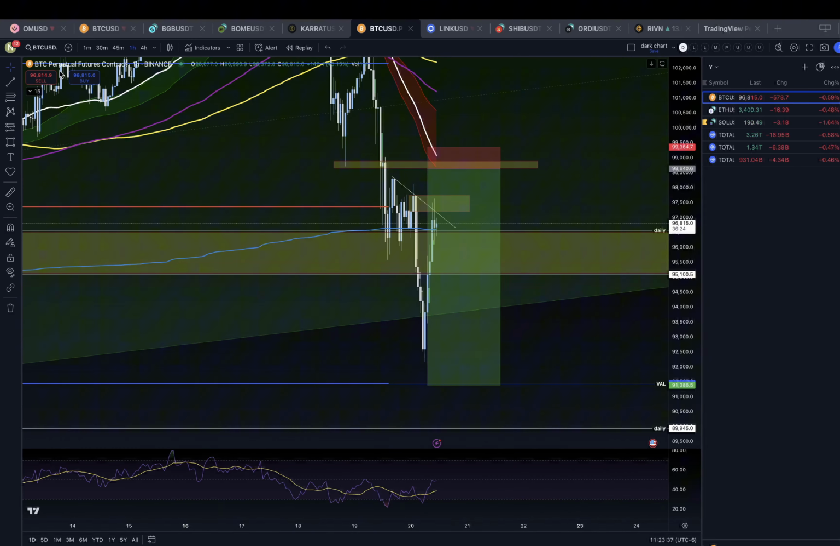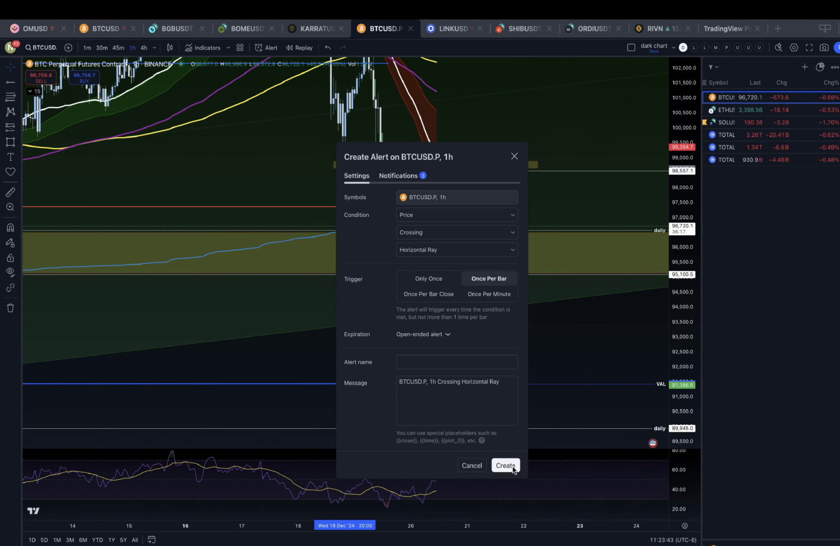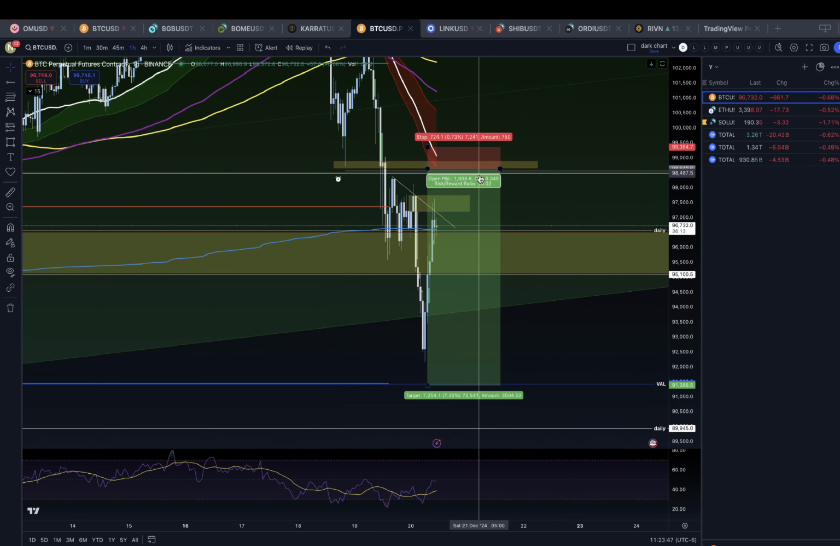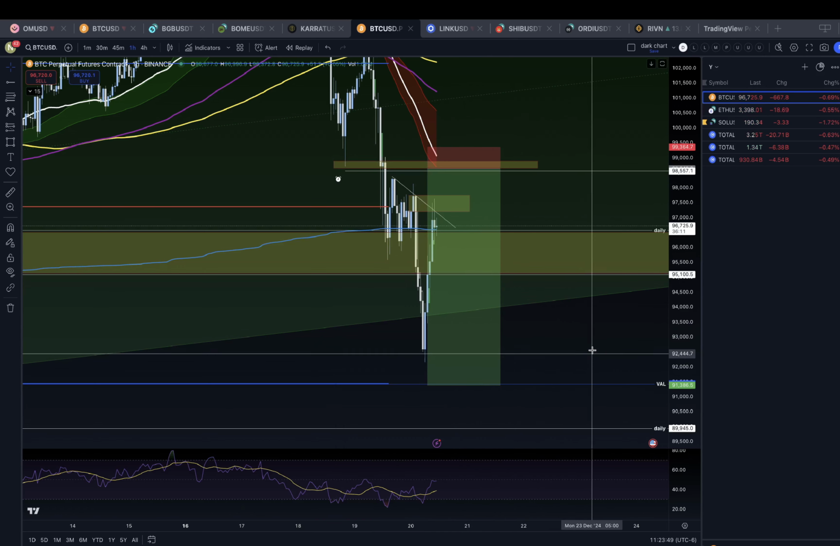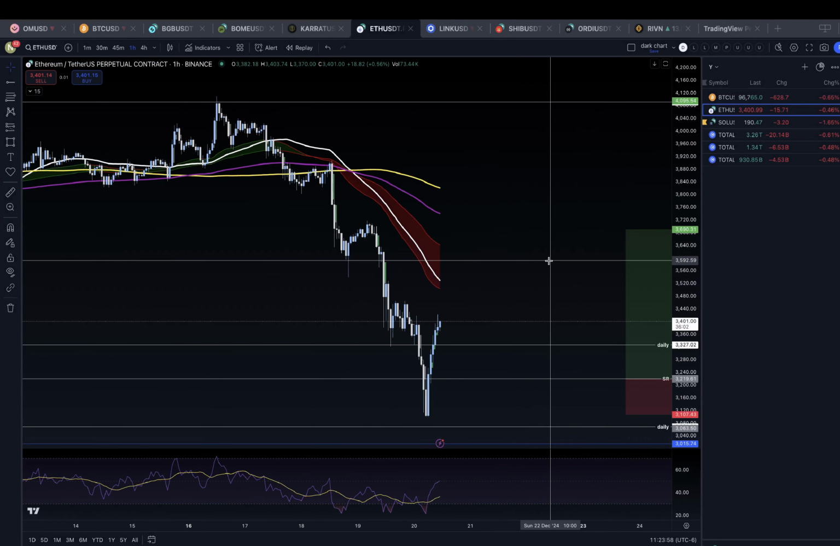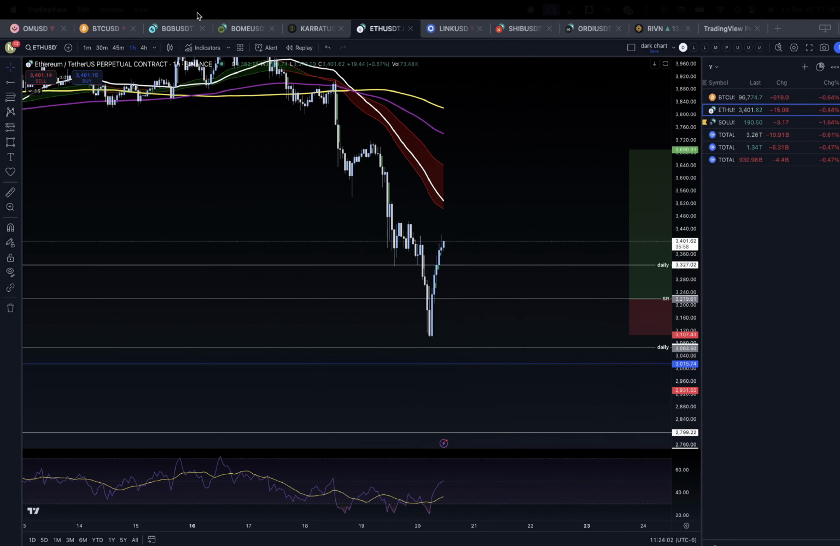So for this short, I'm going to go ahead and post an alert right under my entry level, so I can be aware if this gets hit. Did I post the short up here? Yeah. Okay. Ethereum is actually looking pretty strong here.